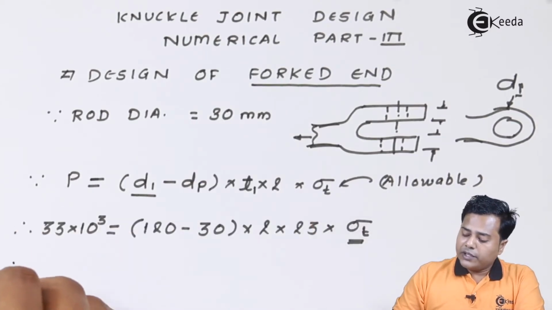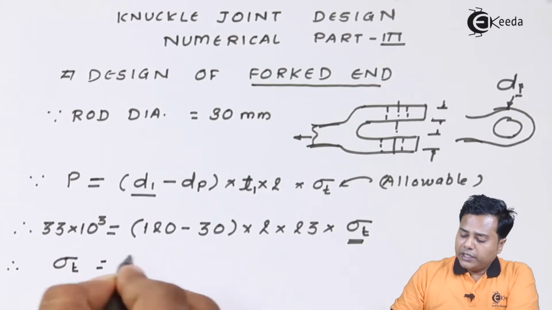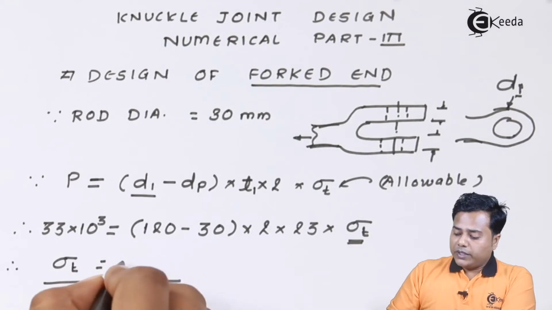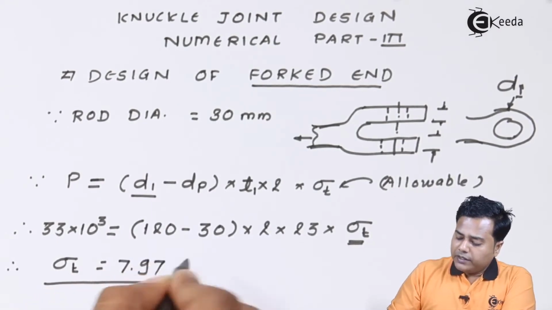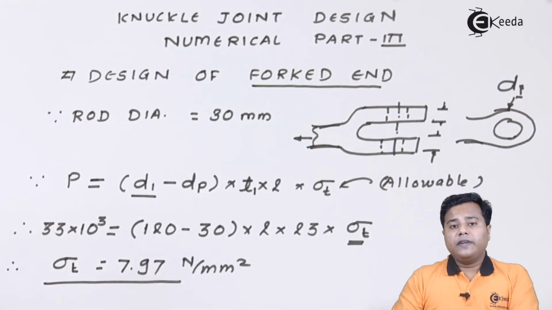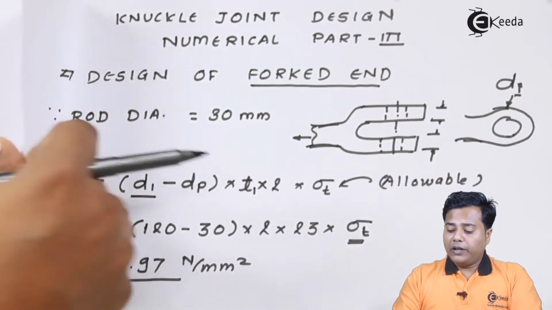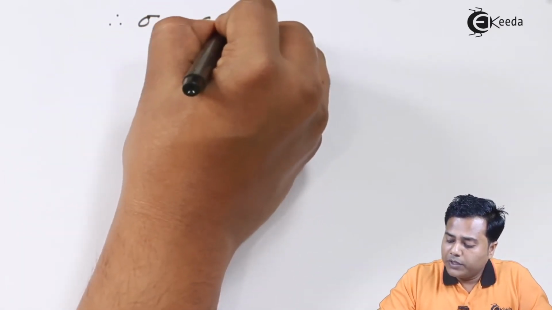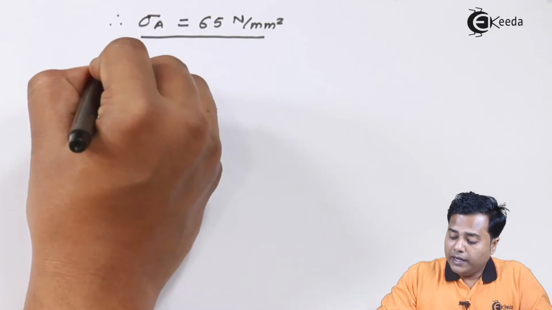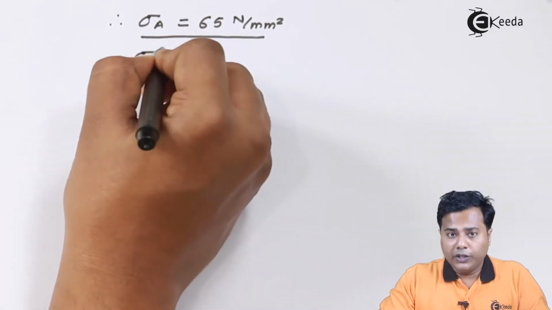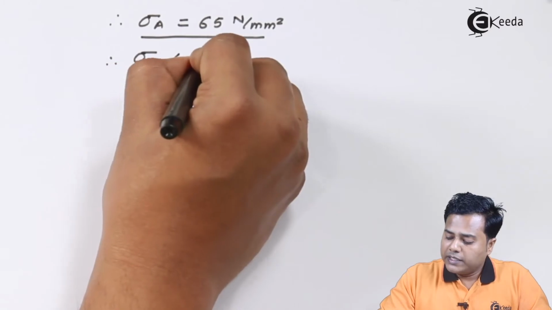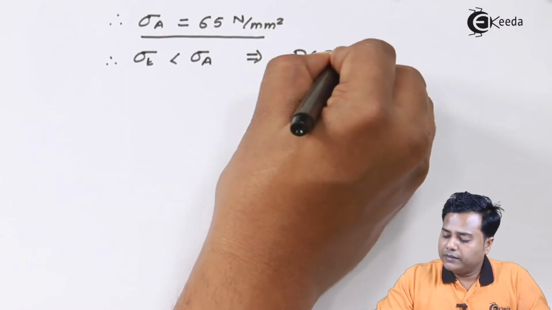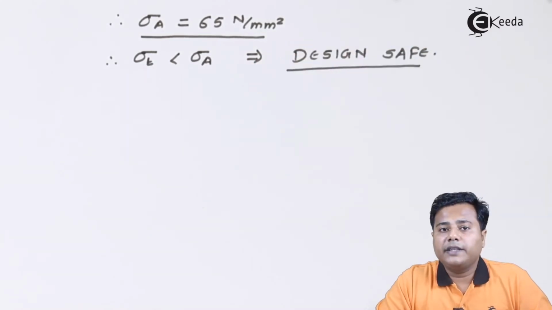So if we solve this equation, I'll get the value of sigma t equals, I already solved this for you. The value which we have worked out is somewhere around 7.97 Newton per mm square. And as far as the tensile loading is concerned, the allowable value is 65 Newton per mm square. And hence I know that the induced sigma t is much smaller than sigma t allowable, and hence I can say that this design is safe. This is how this design gets safe.